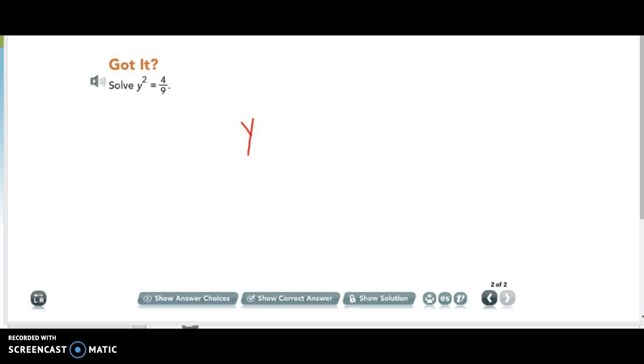Go ahead and try this one on your own. So go ahead and press pause, see what you can do here. Okay, now that you're back, we're just going to square root both sides. Y squared is y. The square root of 4 is 2. The square root of 9 is 3.